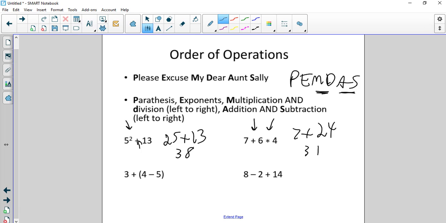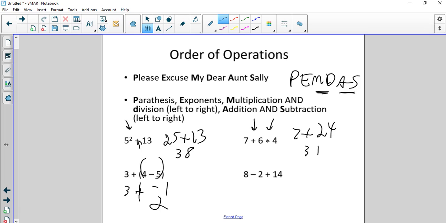Now, again, addition and subtraction have equal footing, but what do we have here? We have parentheses, which means we've got to do that first. So that's going to be 3 plus 4 minus 5, which is negative 1. And 3 minus 1 is 2.